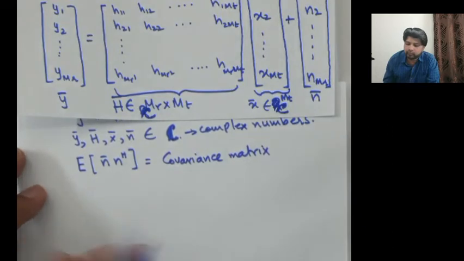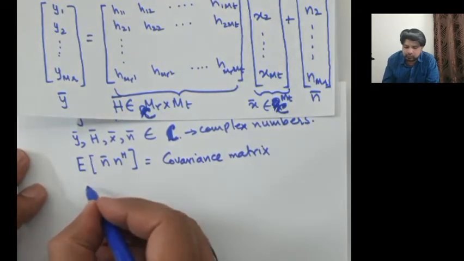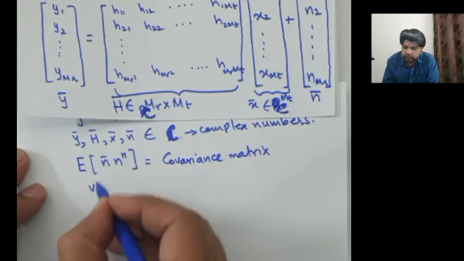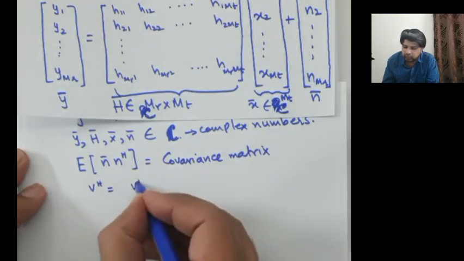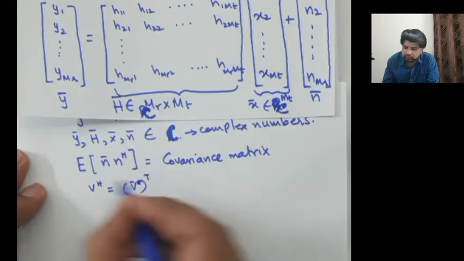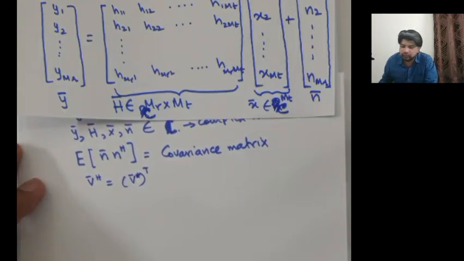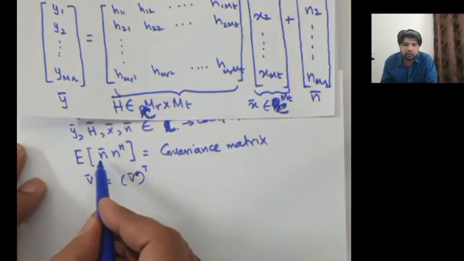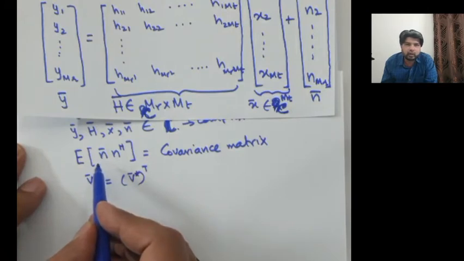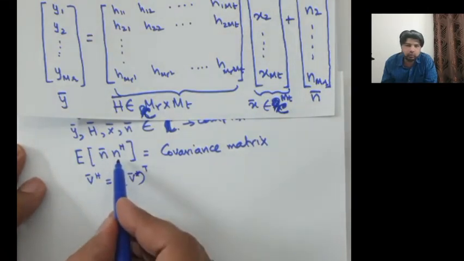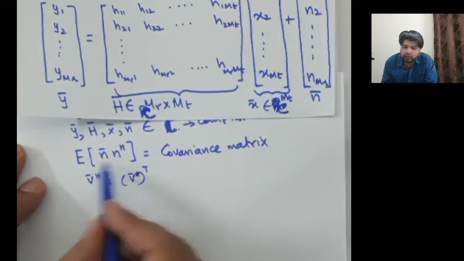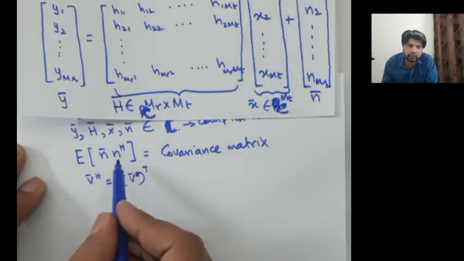And remember that for any vector v, v Hermitian is nothing but v conjugate transpose. That is what we mean by the Hermitian. So if n is a column vector of dimension mr cross 1, this would be a row vector of dimension 1 cross mr. And hence what you would be doing here is the outer product of a column vector with a row vector, and hence you would get a matrix here.